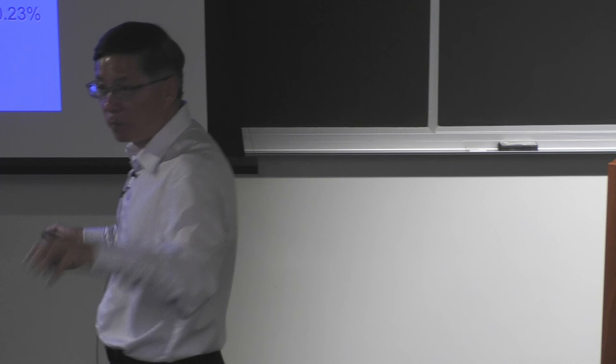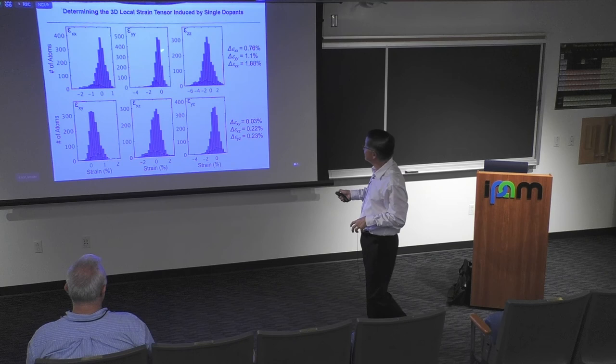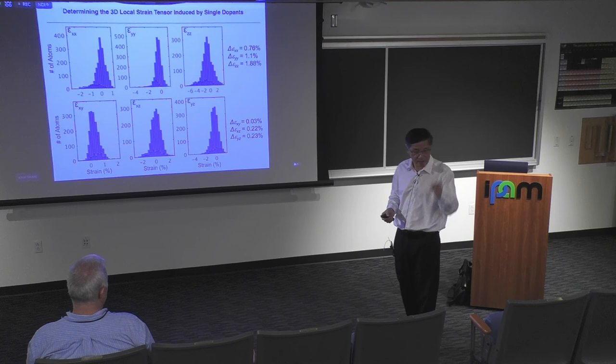Either a defect or the Rhenium dopant. This is a Rhenium dopant because it's a high Z, larger atom. And we can see, indeed, because of the Rhenium, especially along the z-axis, the difference is larger. It's introduced by single dopants.